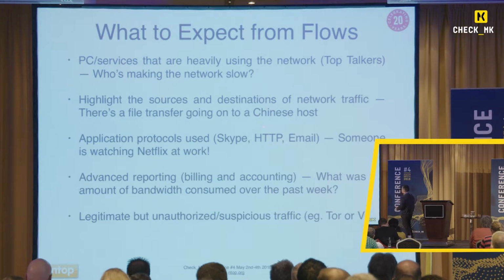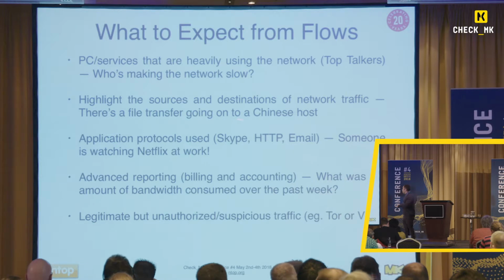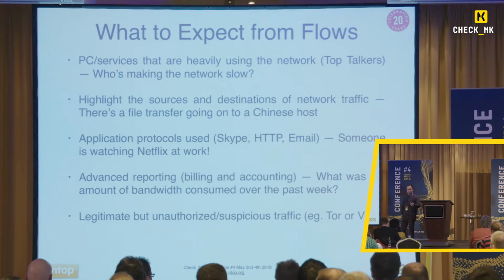Similarly, you can highlight the sources and destinations of network traffic. That is, where is the traffic belonging to your organization going? You can do this in terms of hosts, or even in terms of autonomous systems, or even in terms of countries. So you can maybe discover that there is a file transfer from your company to China, and you don't know why. Why is someone in my organization uploading a file to a Chinese host?